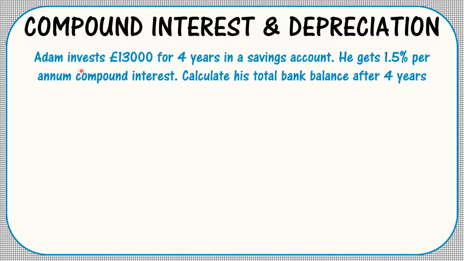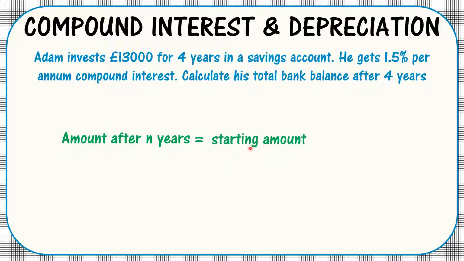Let's go through a question. Adam invests £13,000 for 4 years in a savings account. He gets 1.5% per annum compound interest, and per annum means per year. Calculate his total bank balance after 4 years. So the amount after n years is equal to the starting amount times by the multiplier to the power of n, where n is the number of years.